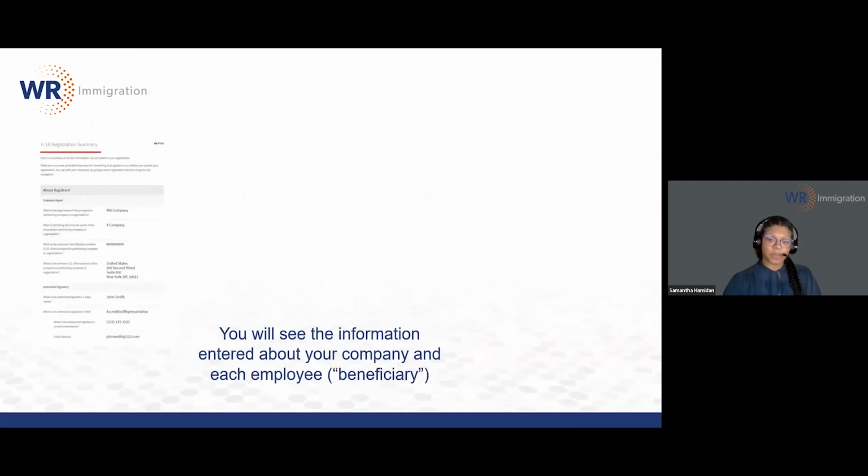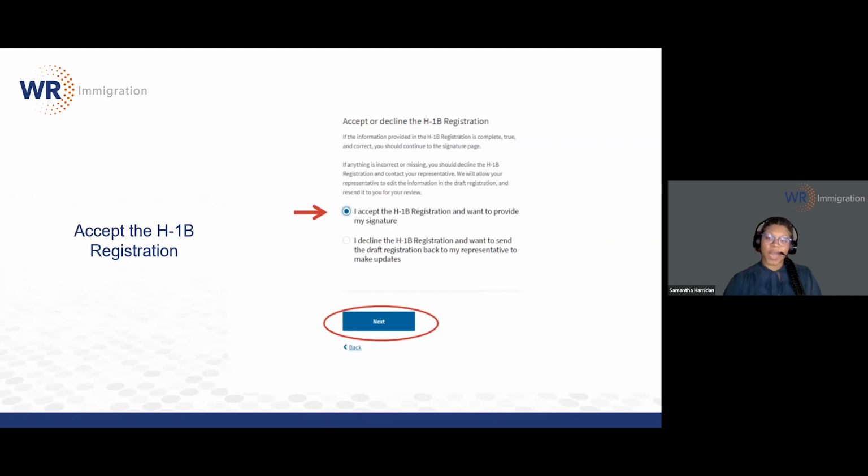The system should take you to a page where you'll be able to view some basic information about your company and your information as the authorized signatory. This information includes the legal name of the petitioning company or organization, the doing business as name of the petitioning company or organization, or if you don't have one, the EIN, the primary U.S. office address of the company or organization, the authorized signatory's legal name, title, and contact information. Please select the option for I accept the H-1B registration and want to provide my signature and click Next.